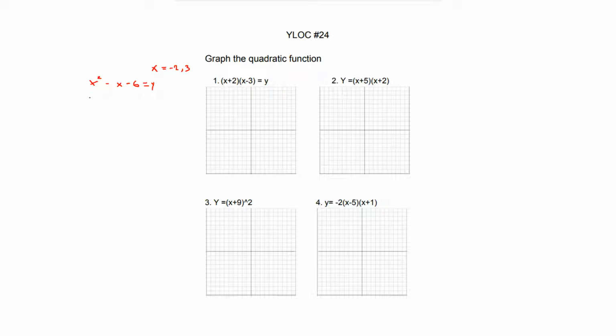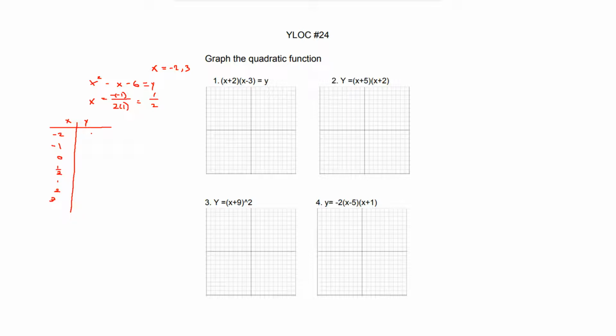To find the axis of symmetry, you do negative b over 2a, which is -(-1) over 2 times 1. So in this case, our axis of symmetry is located at 1/2. And if we wanted to, we could find all the values. We could start with -2, -1, 0, 1/2, 1, 2, 3.